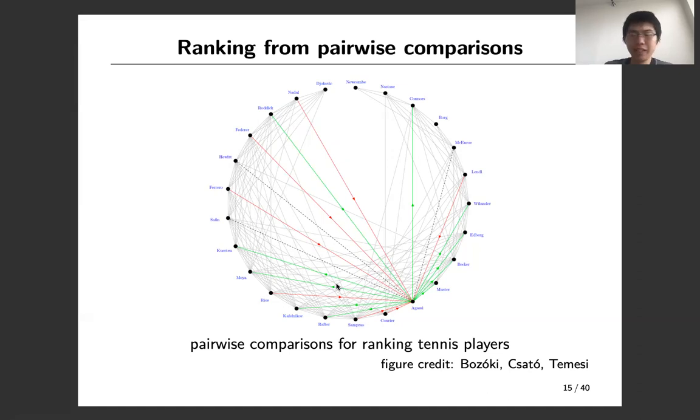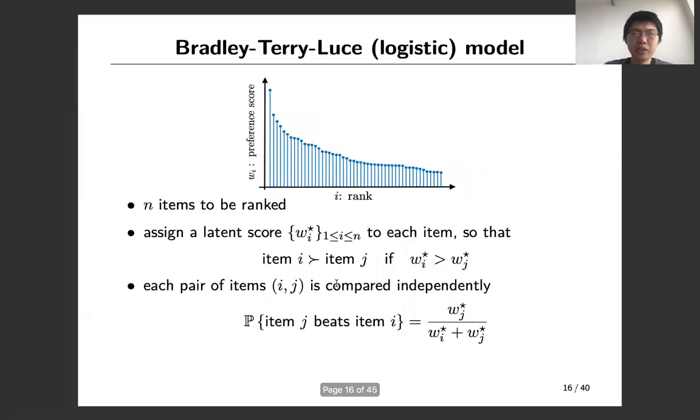Again, to understand the pairwise data we have in reality, we need a statistical model to explain the data generating process. Here is a traditional one called the Bradley-Terry-Luce model. Suppose you want to rank n items. The BTL model will assign a latent score, W star i, to each of the items, so that operationally speaking, item i is preferred over item j if and only if the score of item i, W star i, is larger than the score of j, W star j.